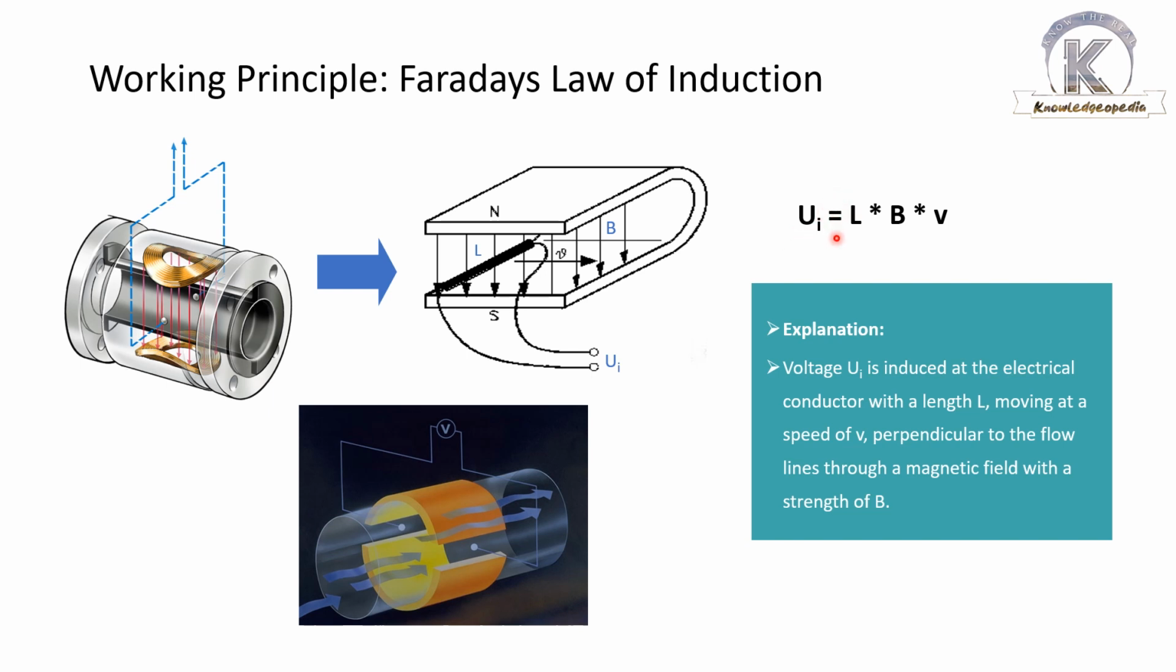This L, what is this? That is the length of the conductor. And the magnetic field strength, that is B, is also a constant. So the only variable parameter that comes out is V, the velocity of the flowing medium.